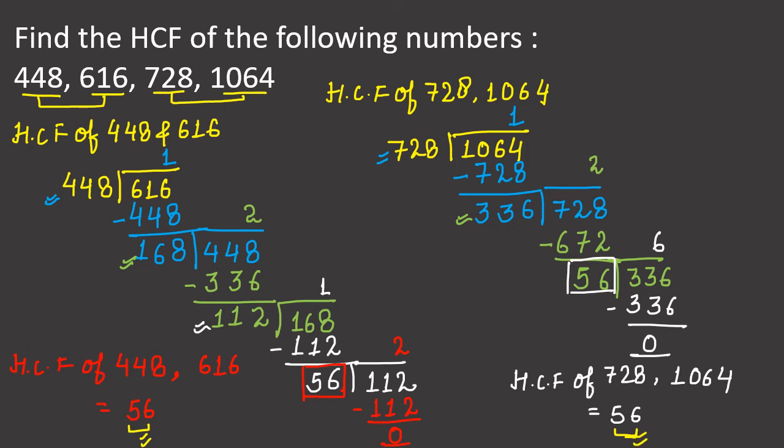In the last step, what we have to do is we have to find out HCF of 56 and 56 because the first answer is 56 and the second answer is also 56. So it will be 56 divided by 56. 56 ones are 56. Subtract them, 0. Therefore, as you can see, the divisor is 56. So final answer is HCF is equals to 56. This is the HCF of all four numbers.